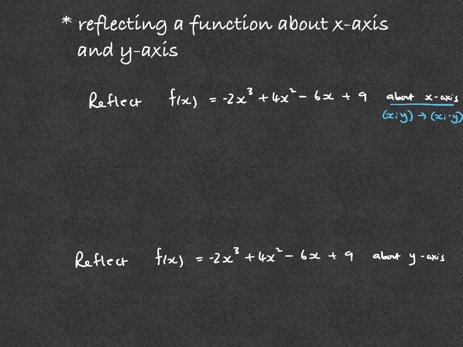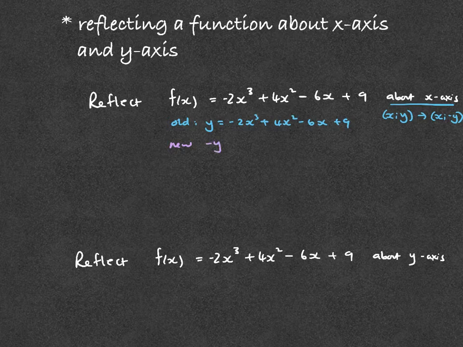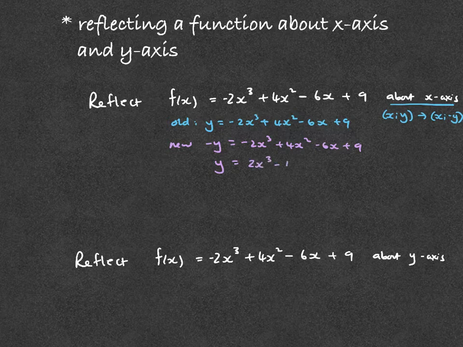So in other words, our old function was y equals negative 2x cubed plus 4x squared minus 6x plus 9. What's going to happen if I reflect about the x-axis? The new function is that the y values will all be multiplied by minus 1. So minus 2x cubed plus 4x squared minus 6x plus 9. And then just make sure that you write it with a positive y, so divide every single term by minus 1. So it's 2x cubed minus 4x squared plus 6x minus 9.